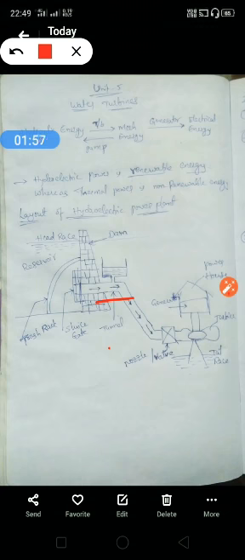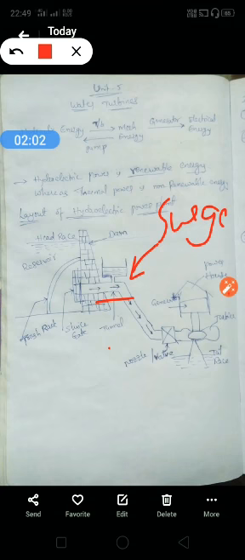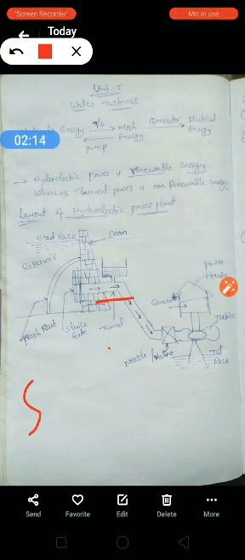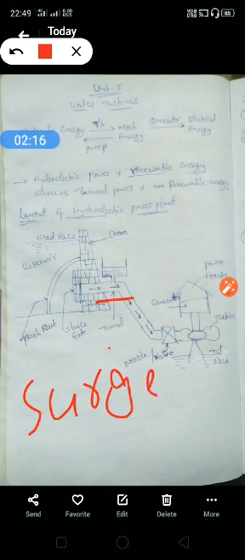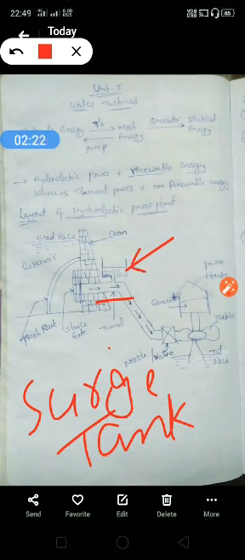And one more thing, this is the surge tank. Surge tank. So the purpose of surge tank is very crucial in the hydropower plant. So the main function of surge tank is to avoid the water hammer effect.